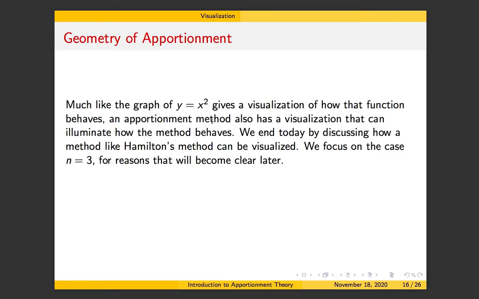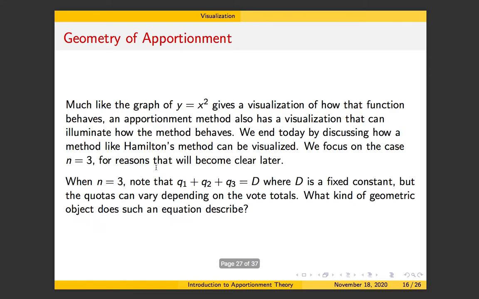It's worth pointing out that visualizing things is of use. Just like looking at the graph of y equals x squared shows you visually how that function behaves, an apportionment method also has a visualization that can show you graphically how the method is working. So we end these slides today by discussing how a method like Hamilton's method can be seen. And we focus on the case n equals 3 for reasons that will become clear. So let's start with thinking about the geometry of this.